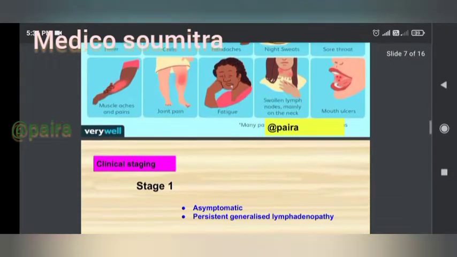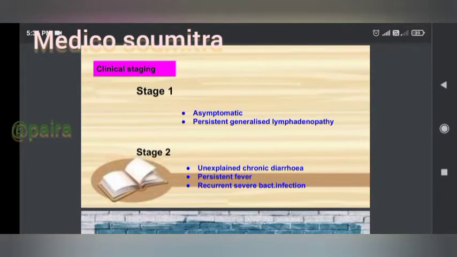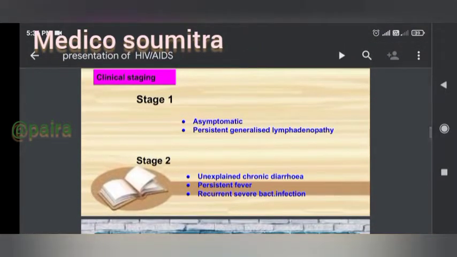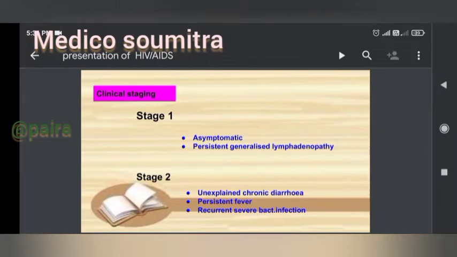Okay, next move on to the next slide. What are the clinical staging? There are three stages: stage 1, stage 2, and stage 3. In stage 1, we can see asymptomatic, which means there will be no symptoms, and persistent generalized lymphadenopathy. So the lymph nodes will be infected in case of stage 1.